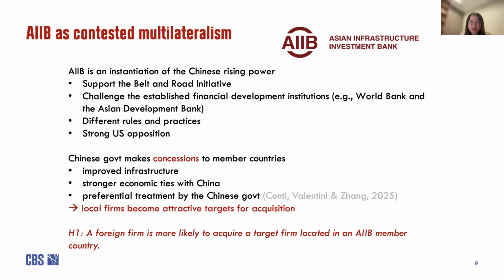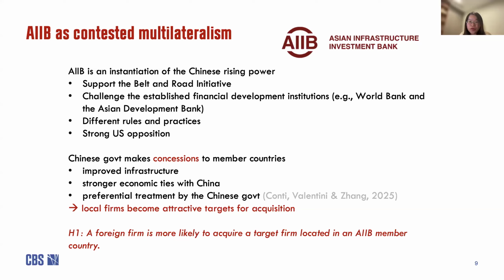This is very different from the traditional model of lending among the current multilateral development banks, where host countries are usually obliged to follow extensive social and environmental standards. And sometimes regulatory change is also required in the host country. As the US is strongly opposed to the AIIB, they argue that this bank would only serve Chinese political objectives to intervene in other countries' internal affairs.